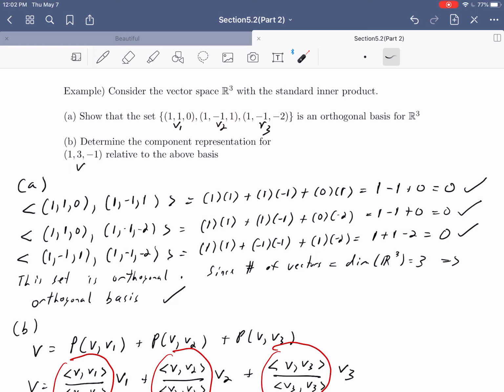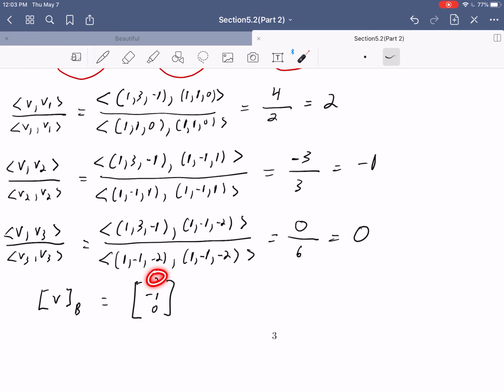If you guys want, on your own, you can set up the system of equations. You can say this equals C1 times this, C2 times this, C3 times this. Solve that out, and you will get that C1 has to be 2, C2 has to be negative 1, and C3 has to be 0.